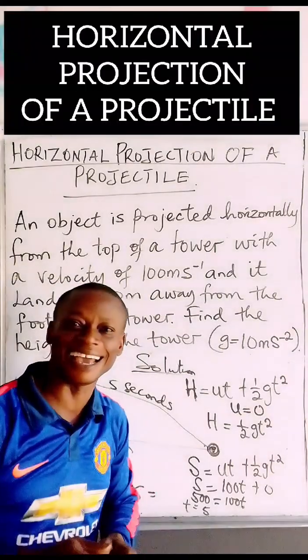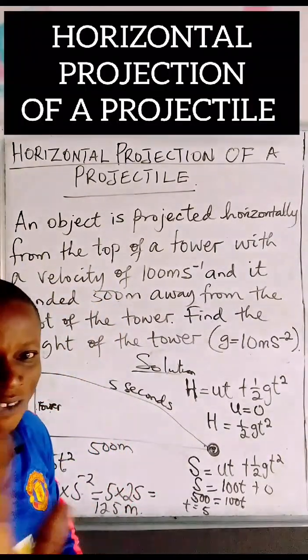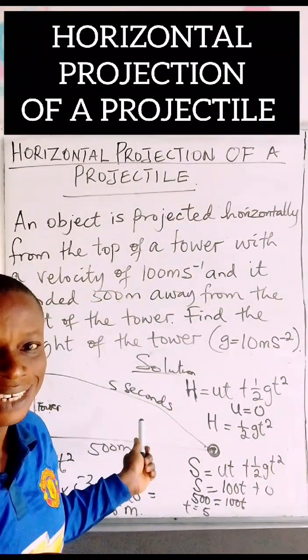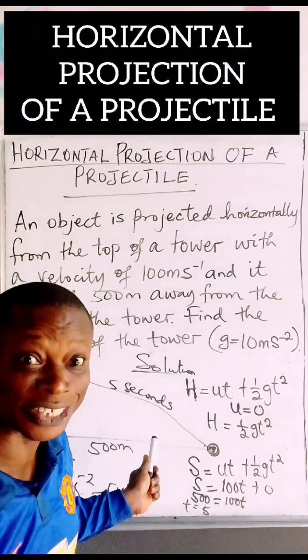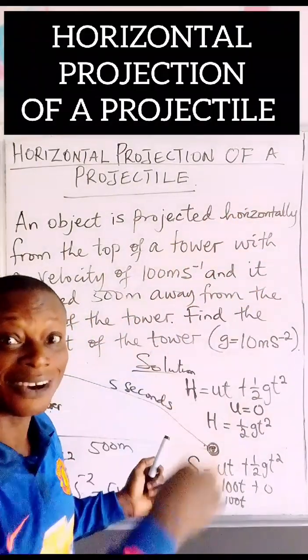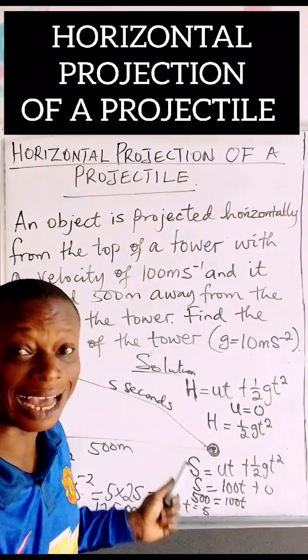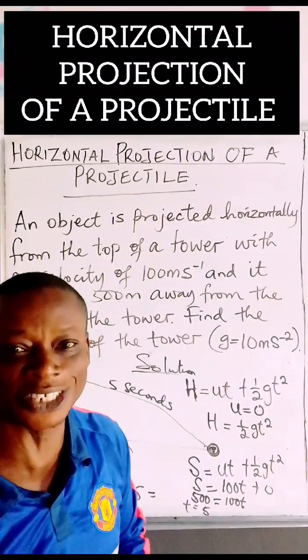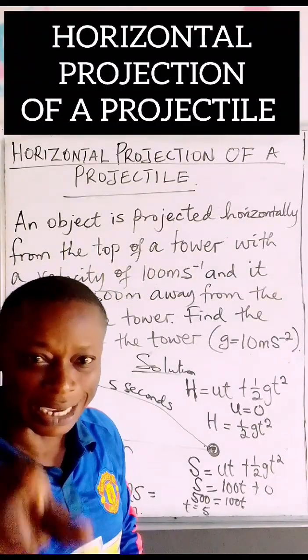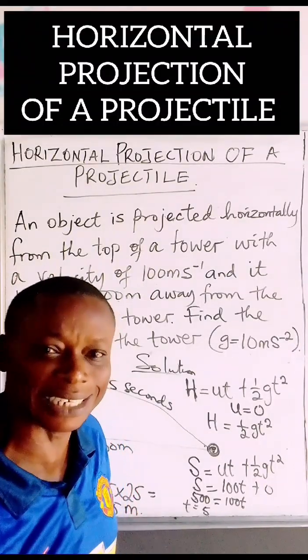Hello, I believe it is clear. It does not involve an angle in this calculation. It's called horizontal projection, where the horizontal distance is independent of the acceleration due to gravity while the height depends on it. So care should be taken while dealing with this kind of problem.